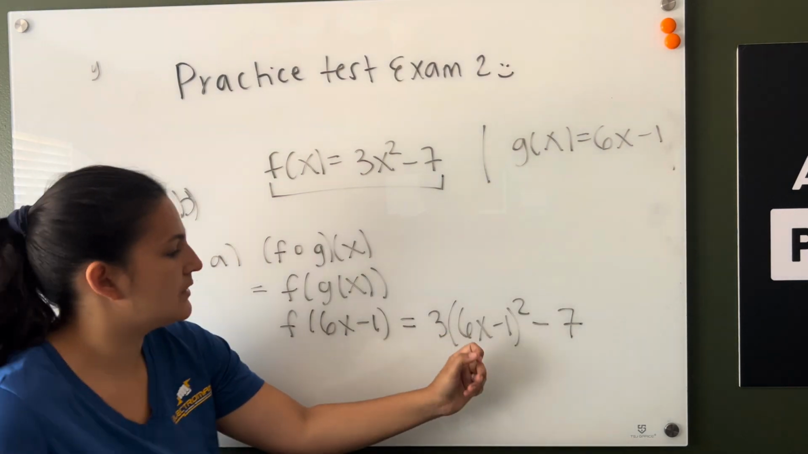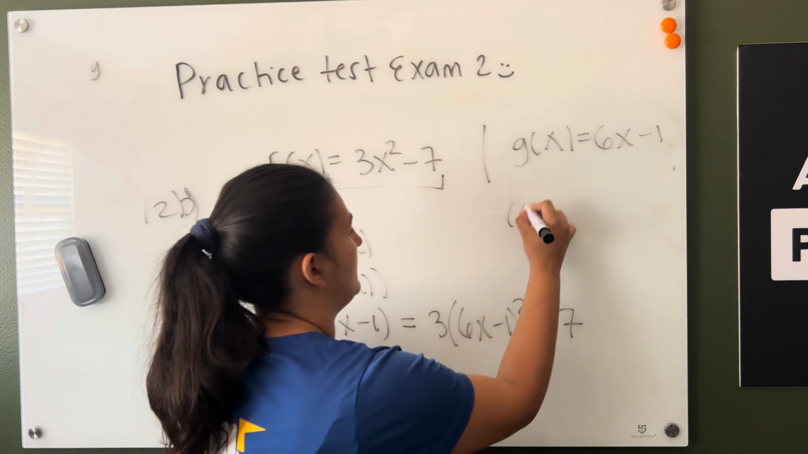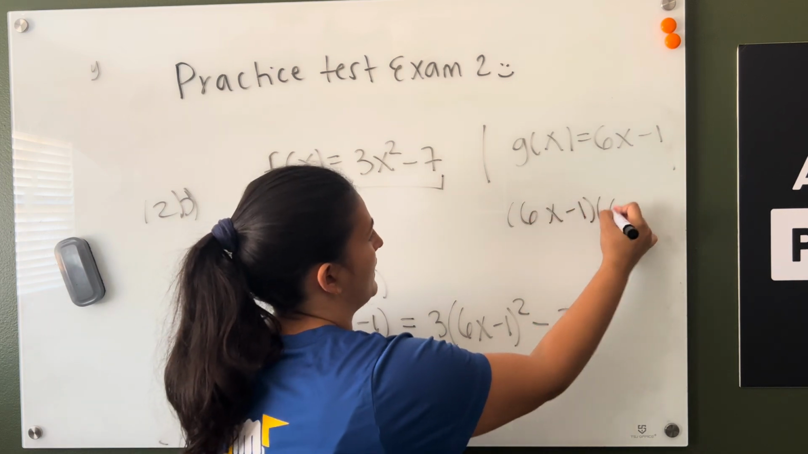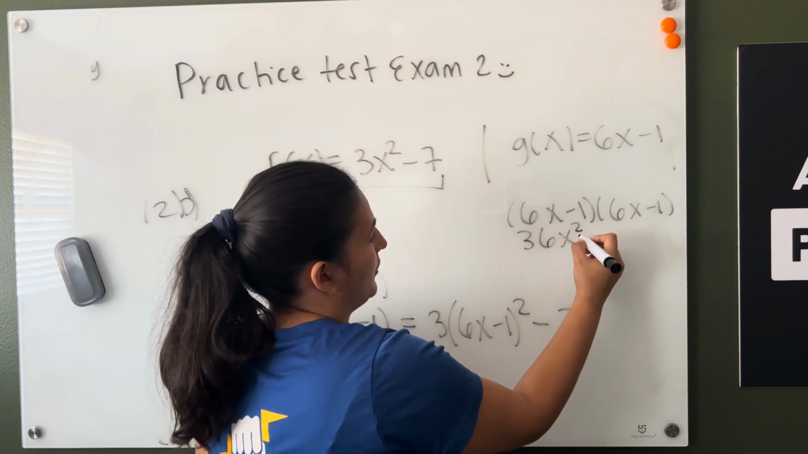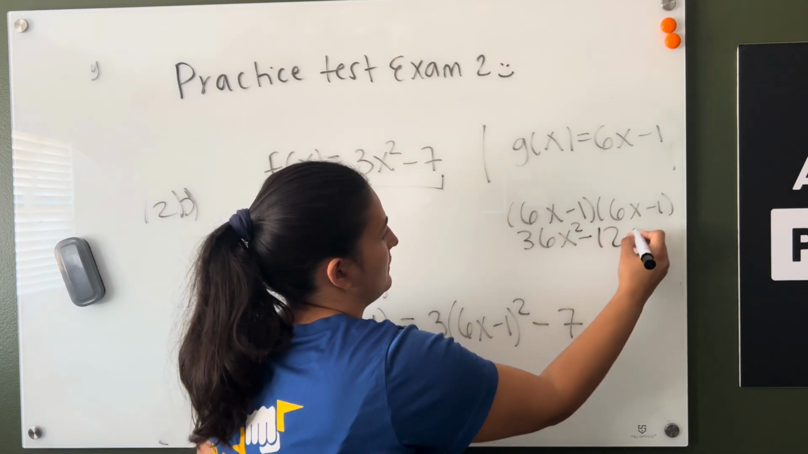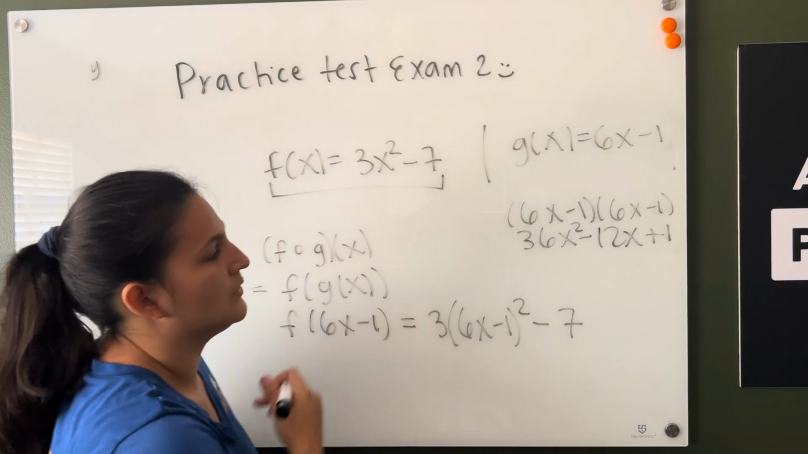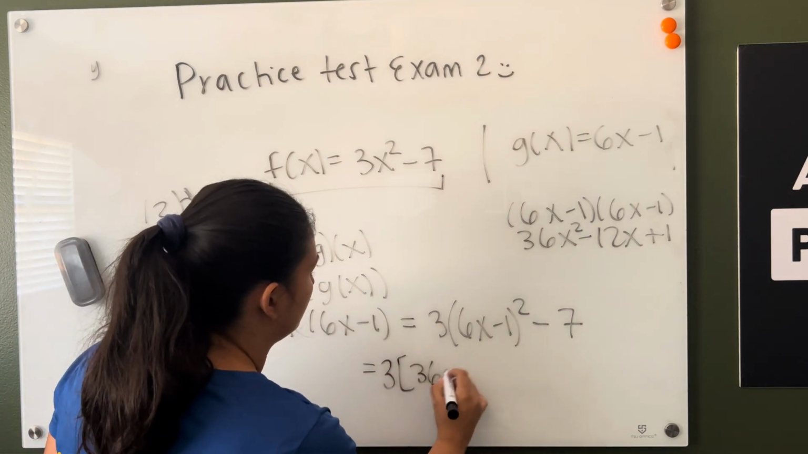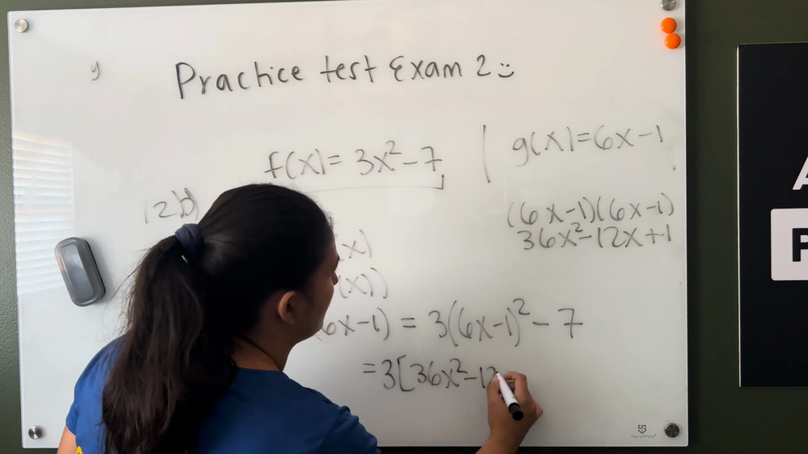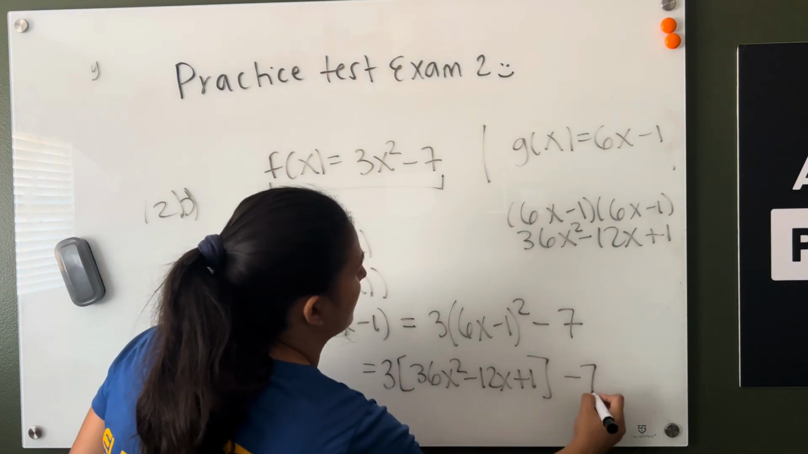Okay, here again, this is FOIL. I need to multiply 6x minus 1 by 6x minus 1. So do your first, outer, inner, and last. And this is what you would get when you join like terms, right? But remember that there's a 3 in front. So the 3 has to be distributed, and then I can subtract 7, okay?